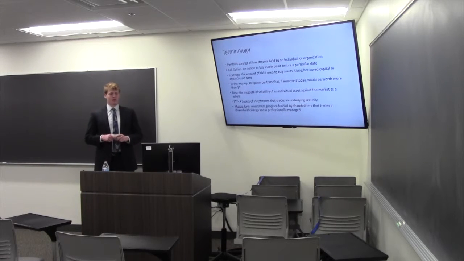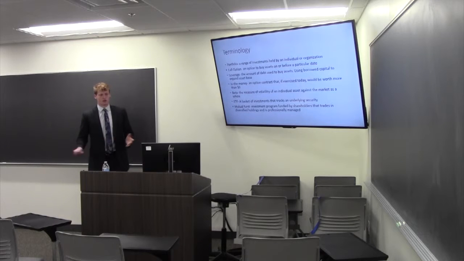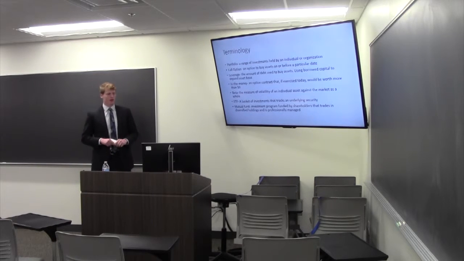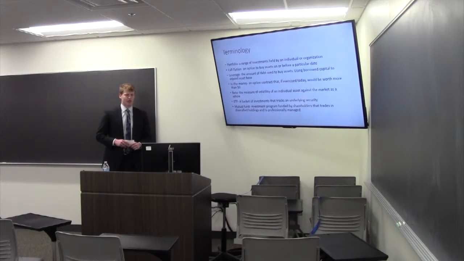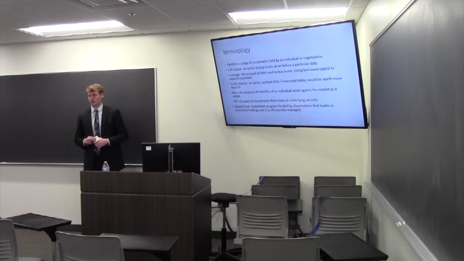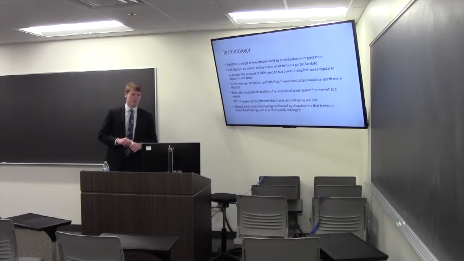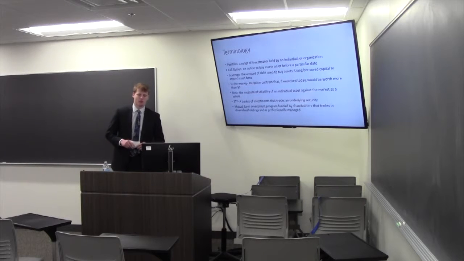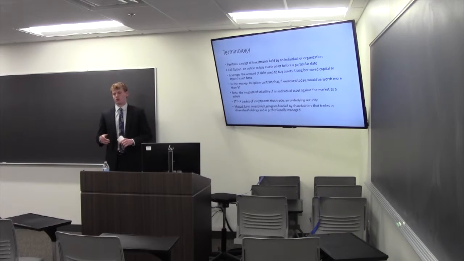Leverage is the amount of debt used to buy assets, so it's using borrowed capital to expand your asset base. An in the money option is an option contract that, if exercised today, would be worth more than $0. The beta is the measure of volatility of an individual asset against the market as a whole. So it's how an asset moves relative to the S&P.